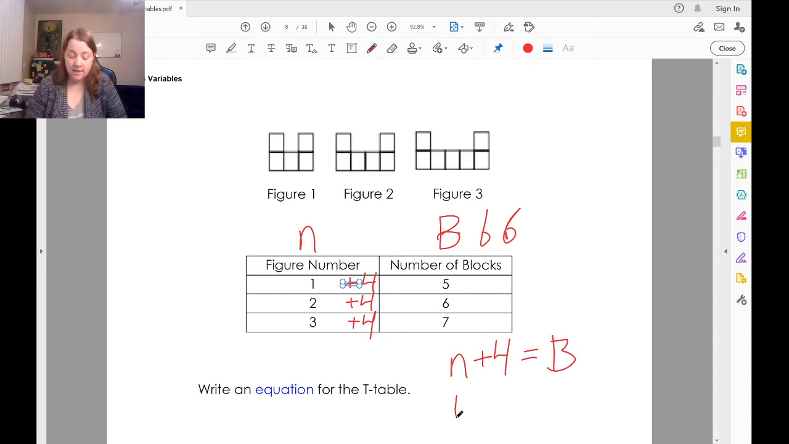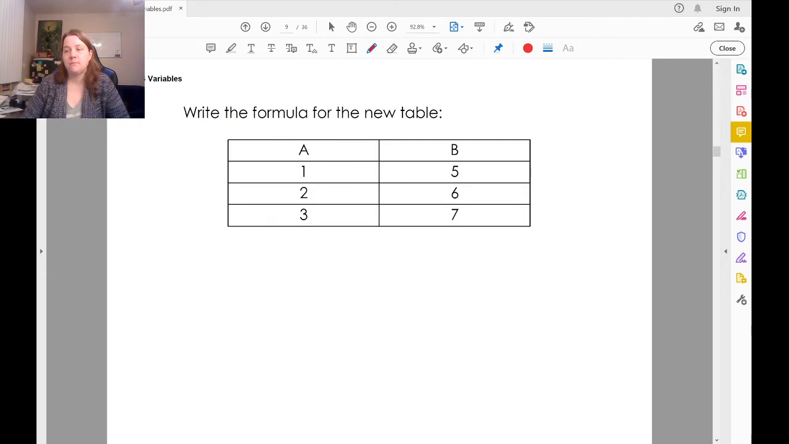You might have said B minus 4 equals n, and that's okay. Whether you pick capital or lowercase letters, it's okay. Just make sure that you stick with that because there's a big difference between a capital and a lowercase letter, and they can often represent different numbers.